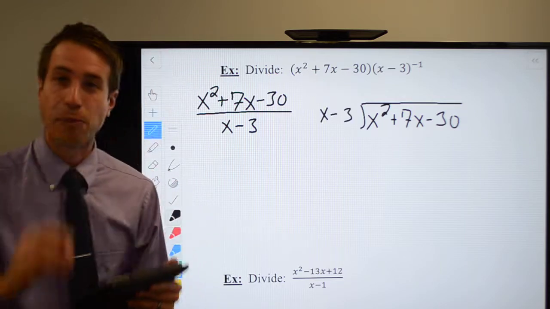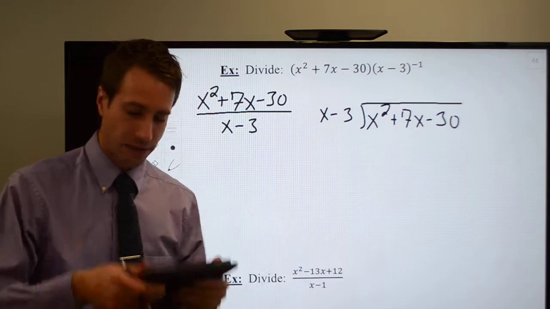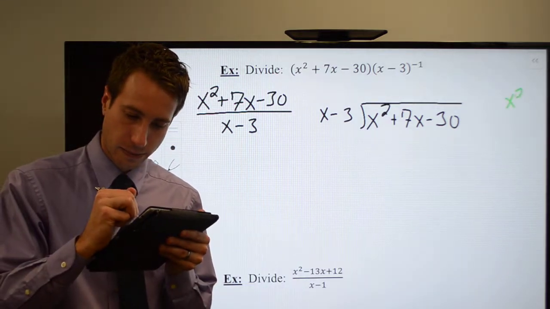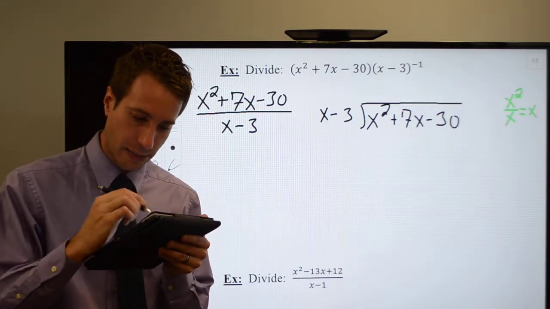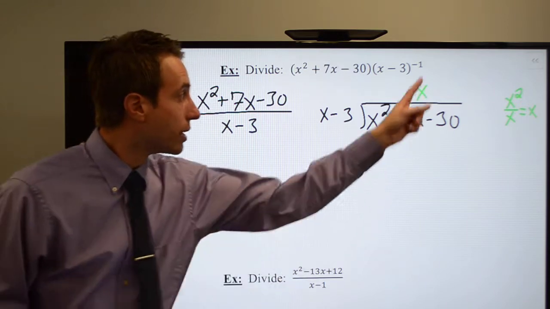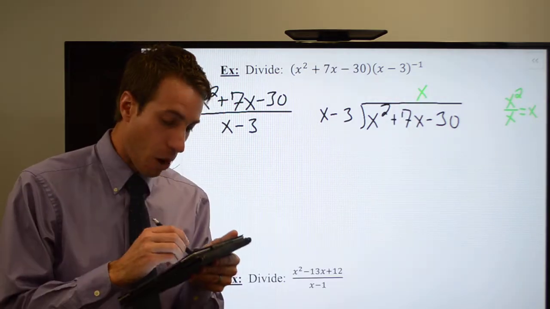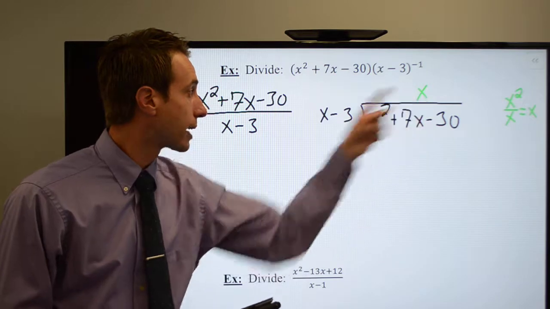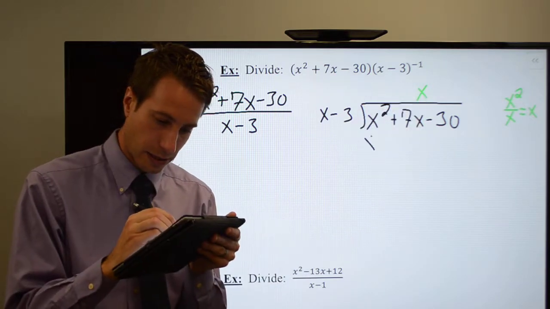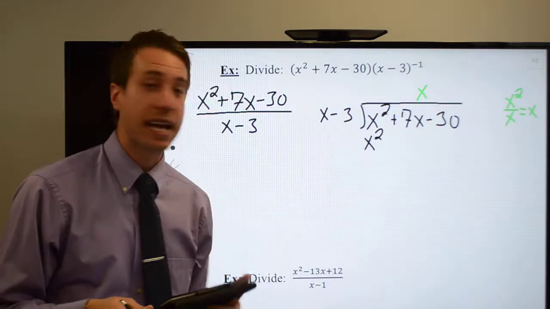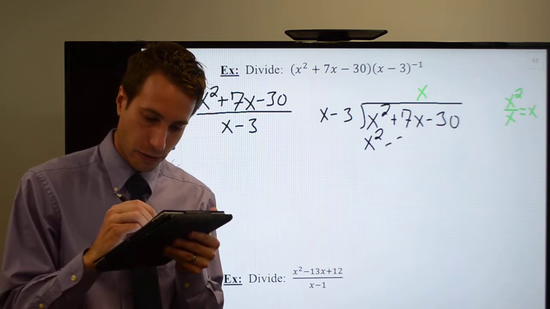All right, step 1 is to divide. X squared divided by x, which is going to leave me with an x. Make sure that x gets, yep, there we go. Now my x's are lined up. Multiply is step 2. X times x is x squared. X times a negative 3 is minus 3x.